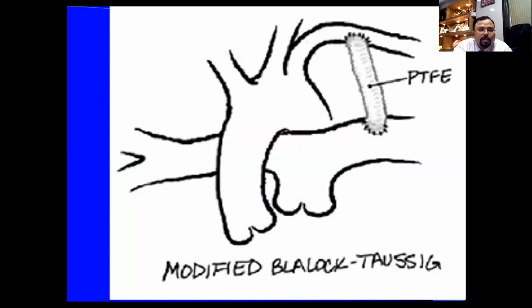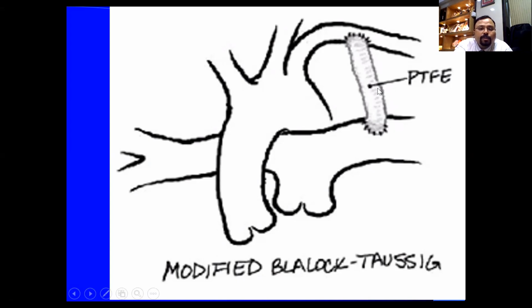Now, this figure shows modified Blalock Taussig shunt, that is BT shunt. You can see a PTFE tube or graft is kept between the left pulmonary artery and left subclavian artery here in this figure. This is your PTFE tube. This is BT shunt. This is modified BT shunt in which we keep a PTFE tube.